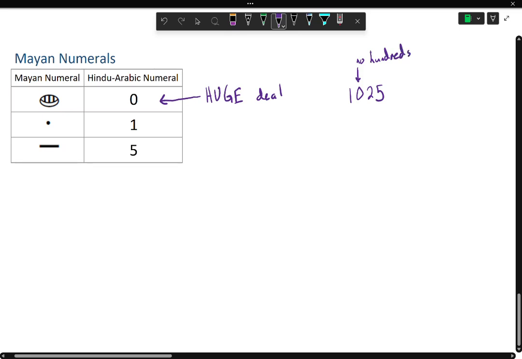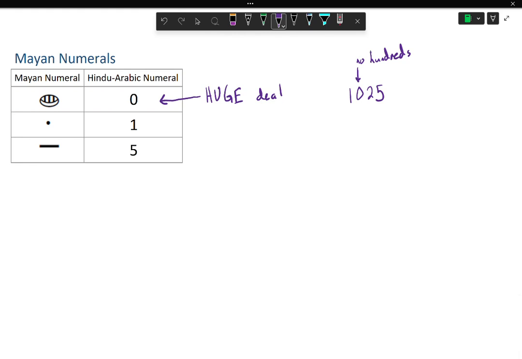And the Babylonians didn't have a 0, and I hope you saw in one of the questions in the preparatory assignment how that was a weakness of the Babylonian numerals, a huge weakness. So we're going to look at Mayan numerals.